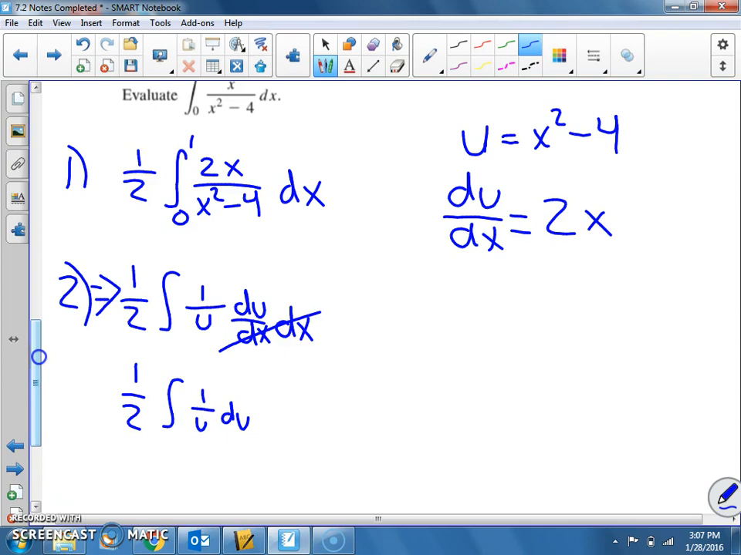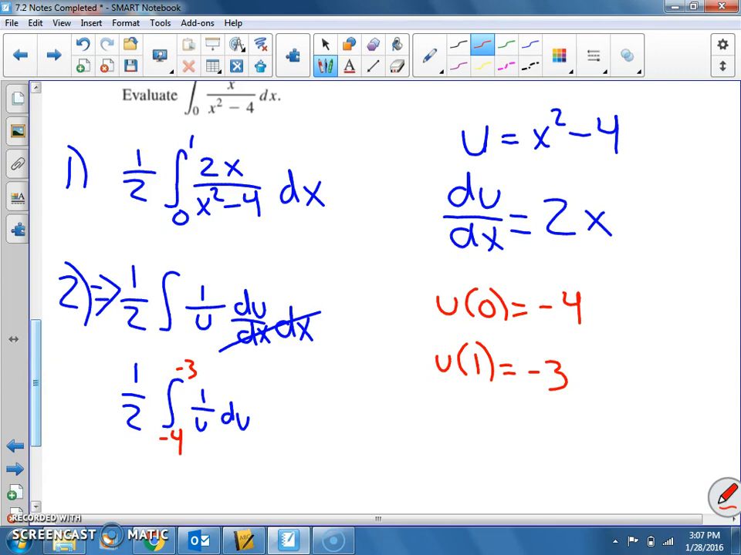Okay. Now, what would my limits be? Because we weren't going from 0 to 1, right? But what do I have to do with my limits? I have to do u of 0 and u of 1 to get my new limits. So u of 0 is 0 minus 4 is negative 4. And then u of 1 is 1 minus 4 is negative 3. Okay, so I'm going from negative 4 to negative 3.